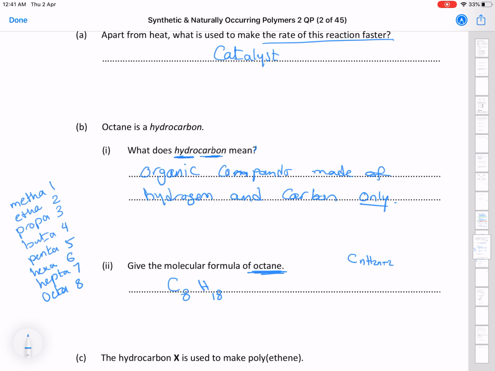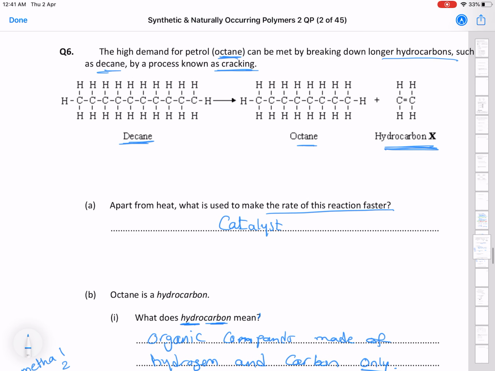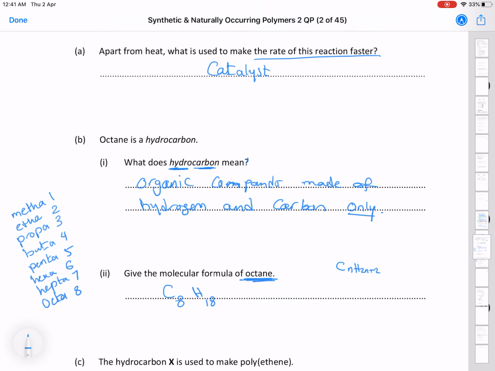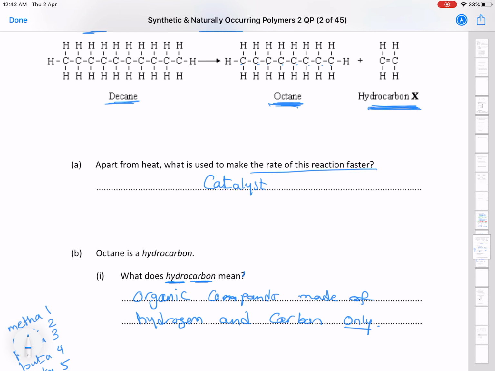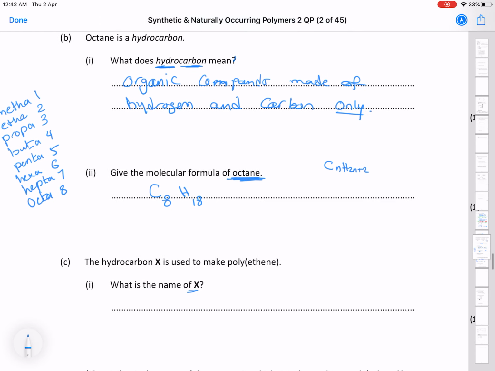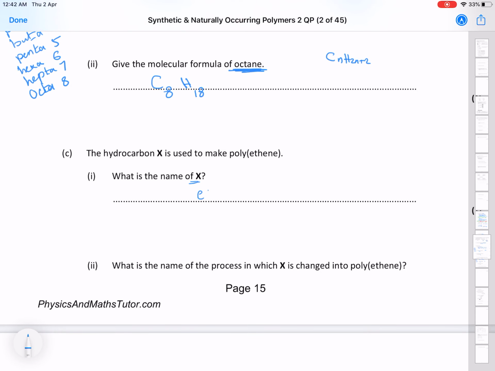The good thing is that they already drew for you here the structural formula, so you don't really need to come up with it by yourself. You can just count the number of carbons here. You will find there are 8 carbons, 1, 2, 3, 4, 5, 6, 7, 8, and the hydrogen should be 18 if you count them. The hydrocarbon X is used to make polyethene. What is the hydrocarbon X? Actually, from the structural formula, I can see that the hydrocarbon X is ethene. And this is what I'm going to use to make the polyethene. So the name of X is ethene.